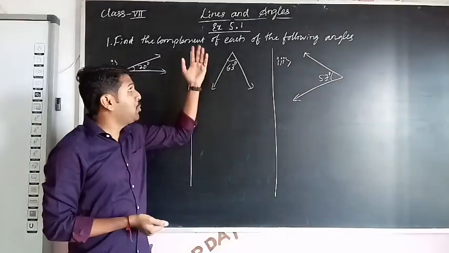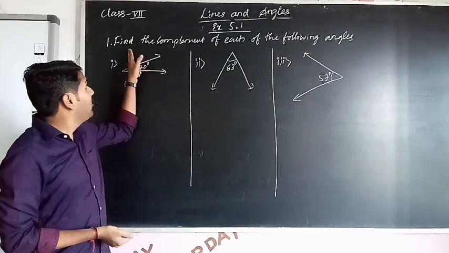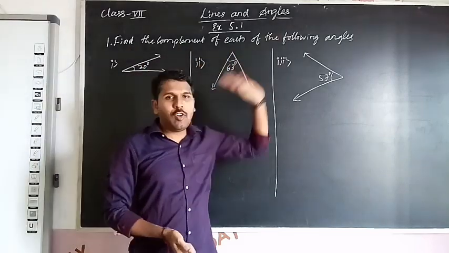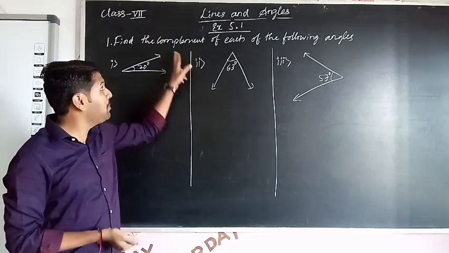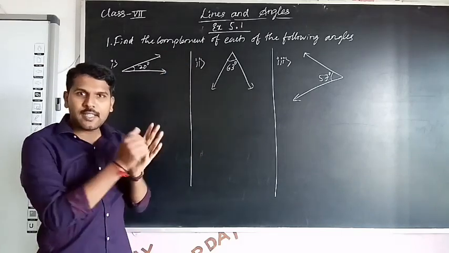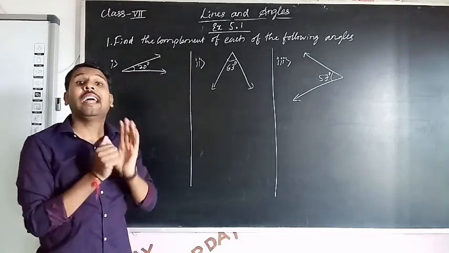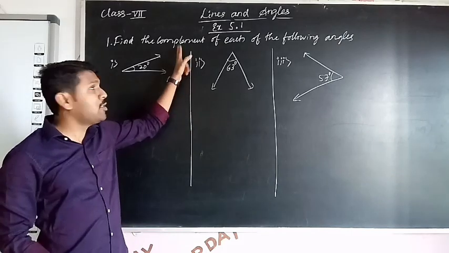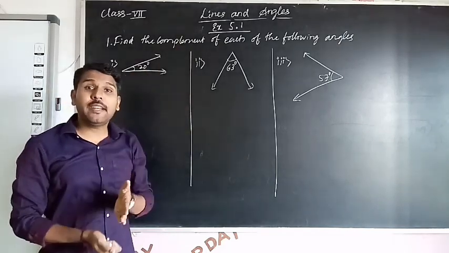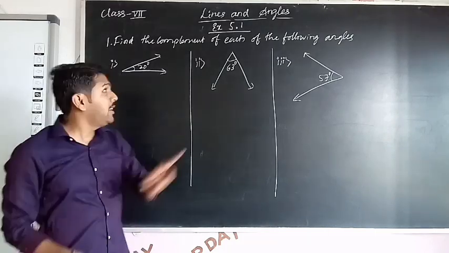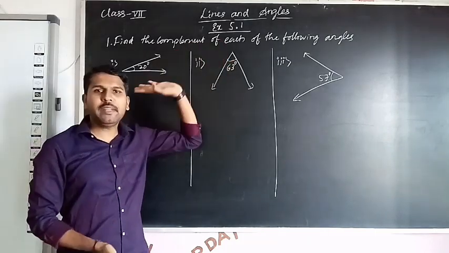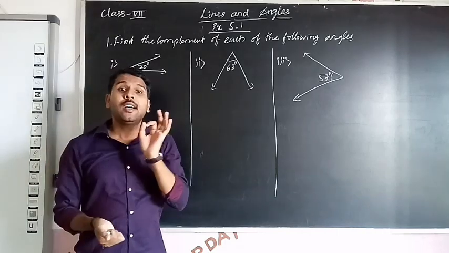Exercise 5.1. First question: find the complement of each of the following angles. How to find the complement angles? What is meant by complementary angles? The sum of two angles equals 90 degrees means complementary angles. What about supplementary? Supplementary means the sum of two angles is 180 degrees. Here they ask for complement, which means the sum of two angles is 90 degrees.